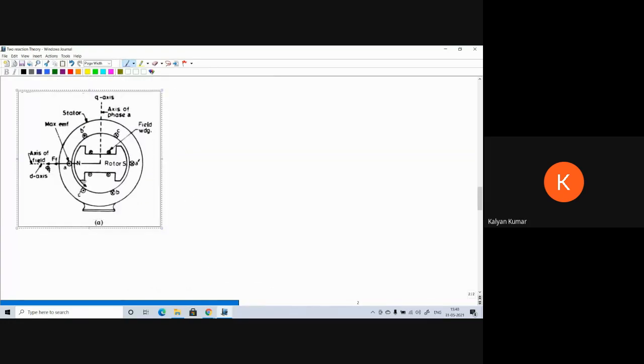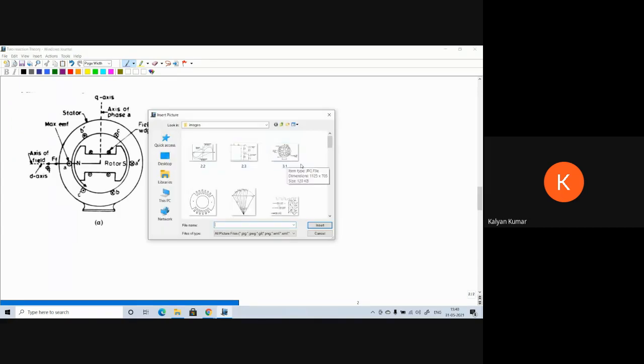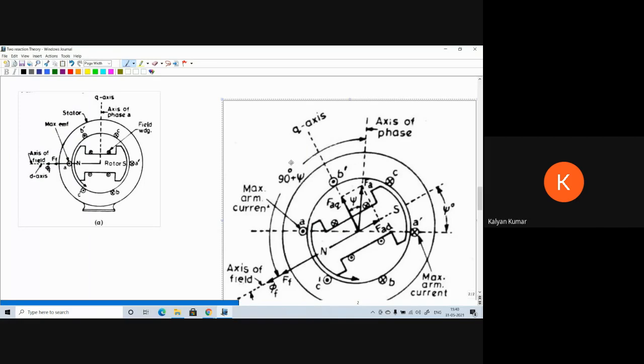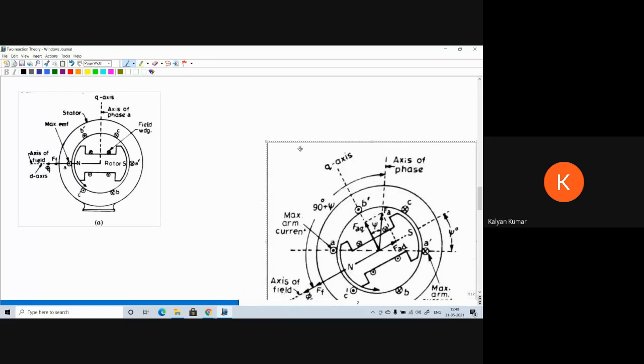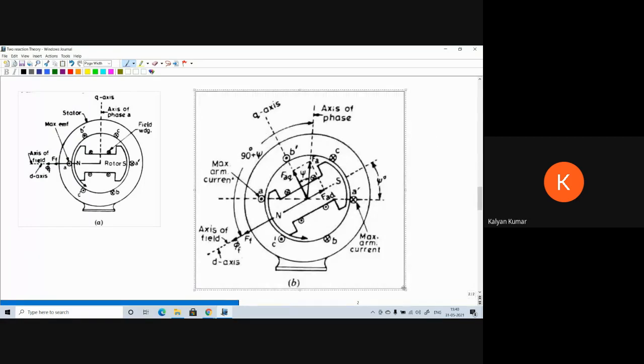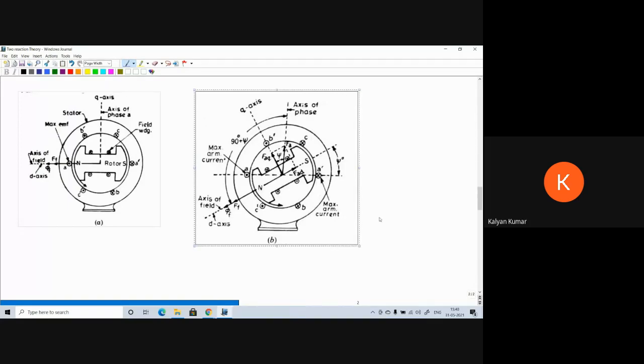So this is the position that we have considered up to now. At this point, the coil sides A and A dash are having maximum EMF. Now, in order to get the maximum current, the rotor has to be rotated by an angle psi degrees from this position.